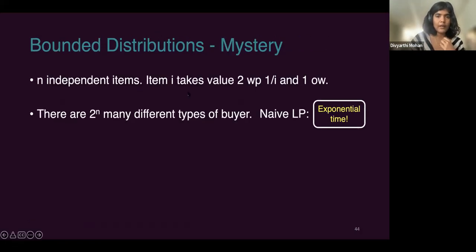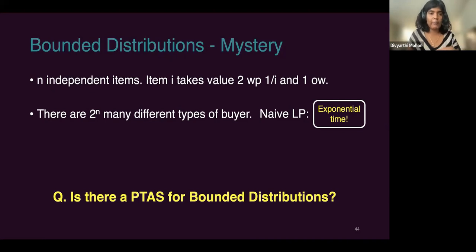So for example, consider again an instance where items just take value 1 or 2, but now it's a very asymmetric instance. All the items have different marginals. Here we know that the naive LP will go through and we can get the exact solution in exponential time. But can we do better? Can we get a polynomial time solution? We don't know. We don't even know whether or not a PTAS is possible for bounded distributions or finite distributions.